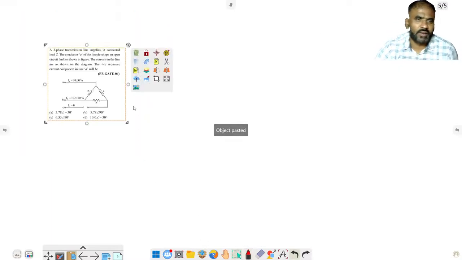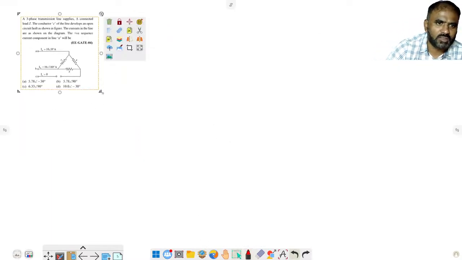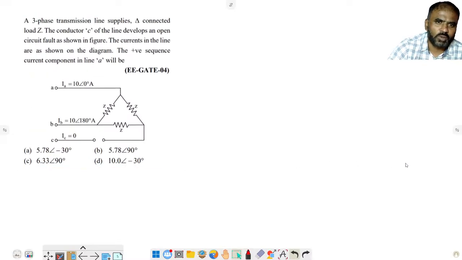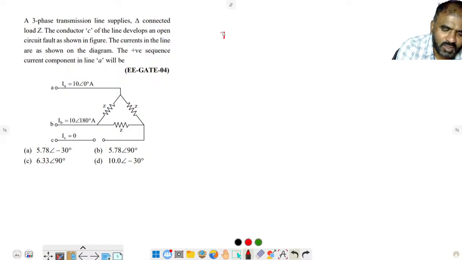This question is given in GATE 2004, again for 2 marks, from symmetrical components only. Now let's see here. A 3-phase transmission line supplies a delta connected load Z. The conductor C is open, and the currents in the lines are shown as IA, IB, IC. The positive sequence current component in line A, that is IA1, is asked, right or not?